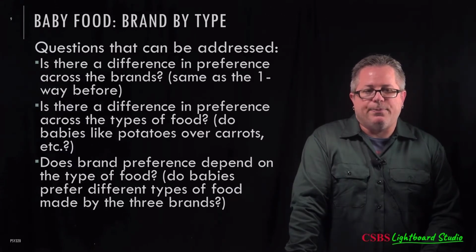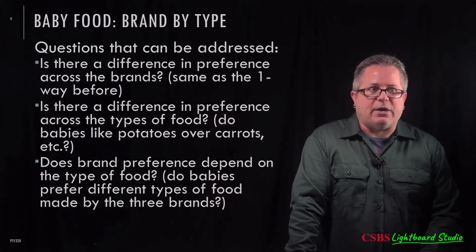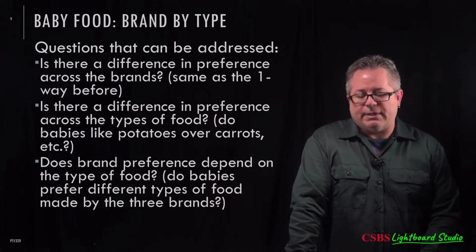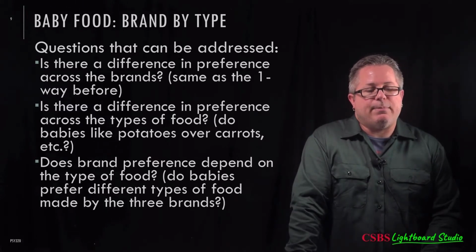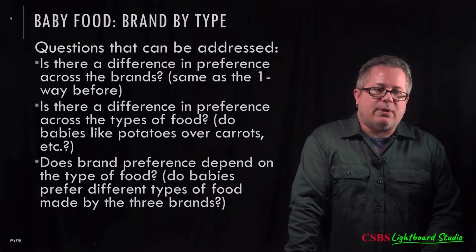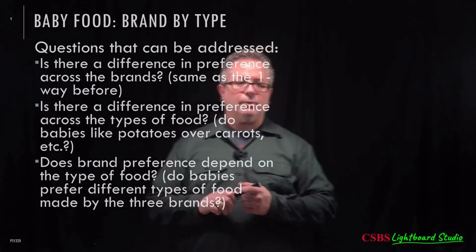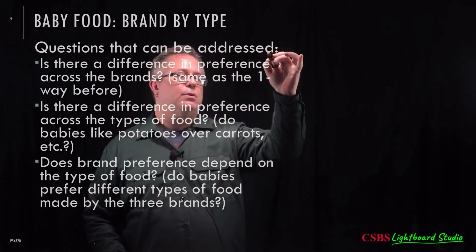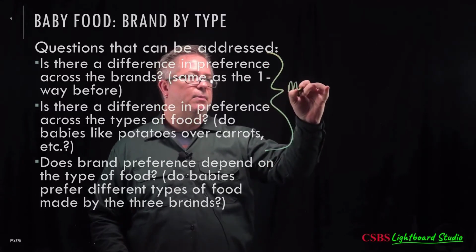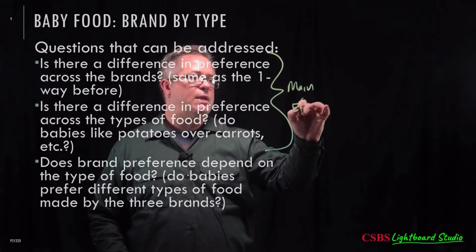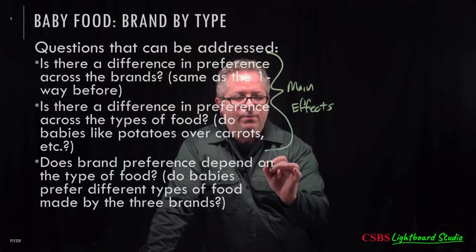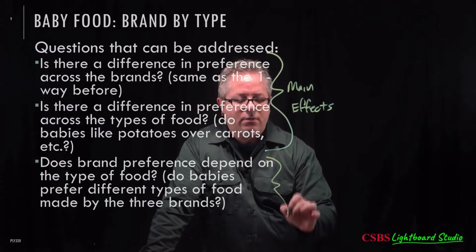It's part of the ANOVA. Do babies just like carrots more than peas and potatoes, or do they like potatoes more than peas and carrots, or whatever? So we can actually find a main effect for the type of food. And the last one represents the interaction. Remember, these two are our main effects, sort of written out. And the last one down here, this one alone, is our interaction.